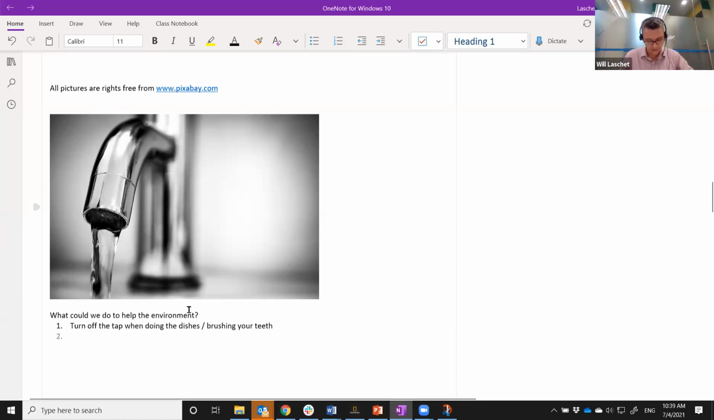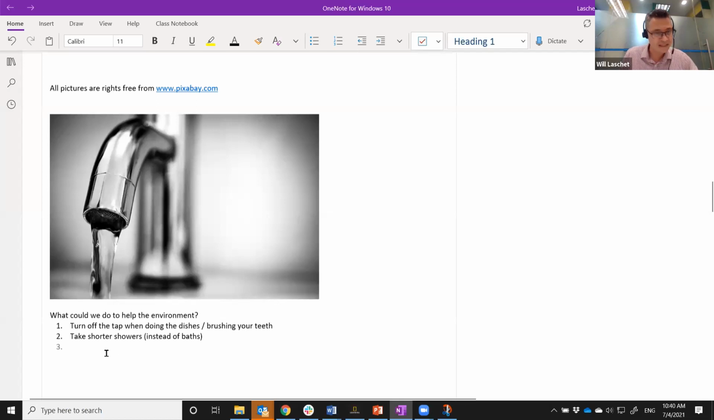Anything else to do with water? How can we save water? So apart from turning off the tap, any other ways we can save water? Take fewer showers, right? Maybe take shorter showers. Maybe instead of baths, right? I'm not going to say don't take a bath. So maybe take shorter showers instead of baths. That's great.